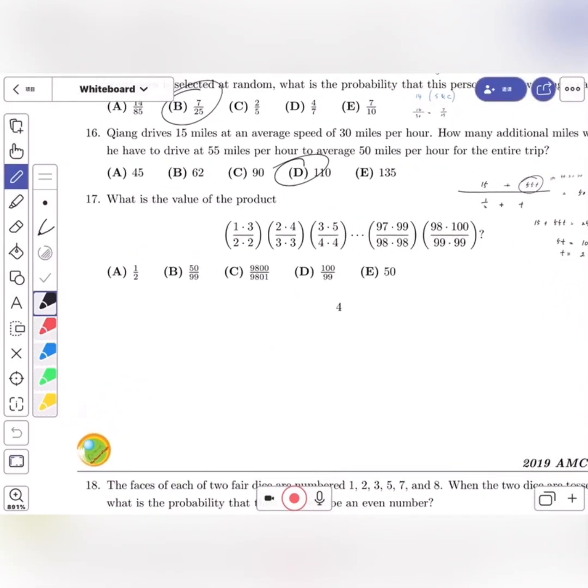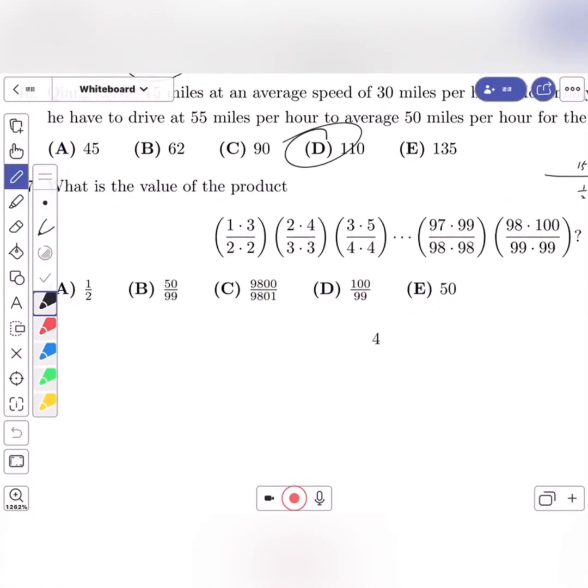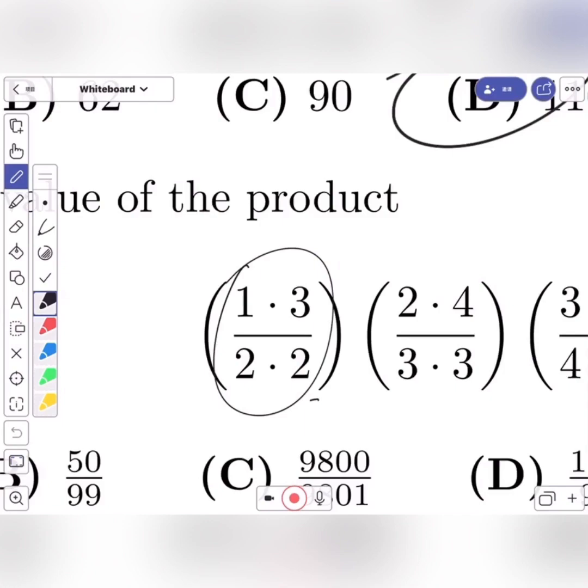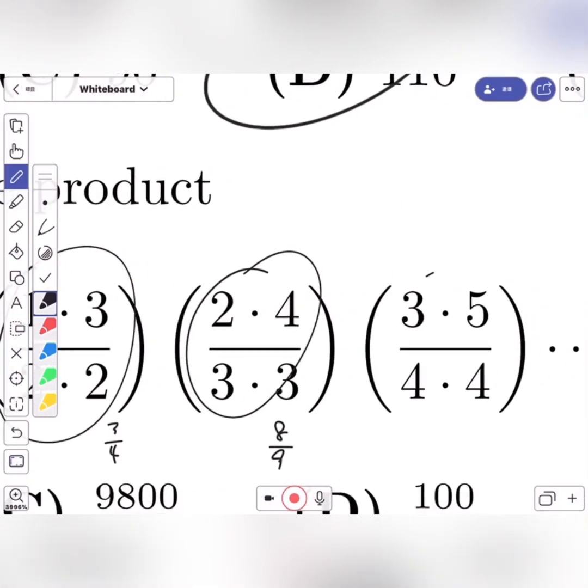So number 17. What is the value of this long product? You can see it's going to take forever to calculate, so you probably don't want to just multiply everything out. A pretty good idea would be to try to find some kind of pattern. These parentheses are kind of misleading because you can't really simplify these fractions. This is 3 over 4, this is 8 over 9, and this is 15 over 16. So, not really useful.